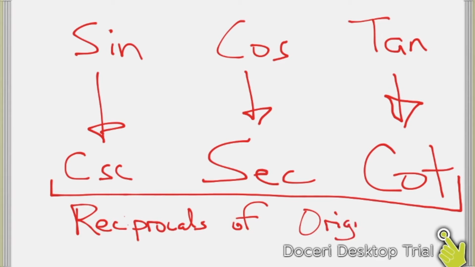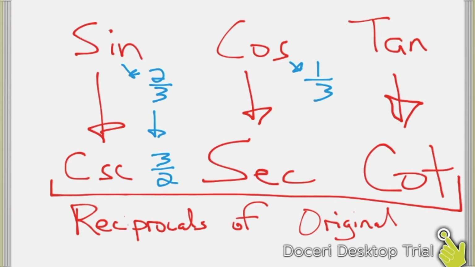So, if I tell you that the sine here is 2/3, then the cosecant is 3/2. Just the reciprocal of it, right? Then same thing over here. If the cosine, say, was 1/3, okay, then the secant is 3, because it's the reciprocal of 1/3. And then same thing with tangent. If I gave you one, we just take the reciprocal of it.